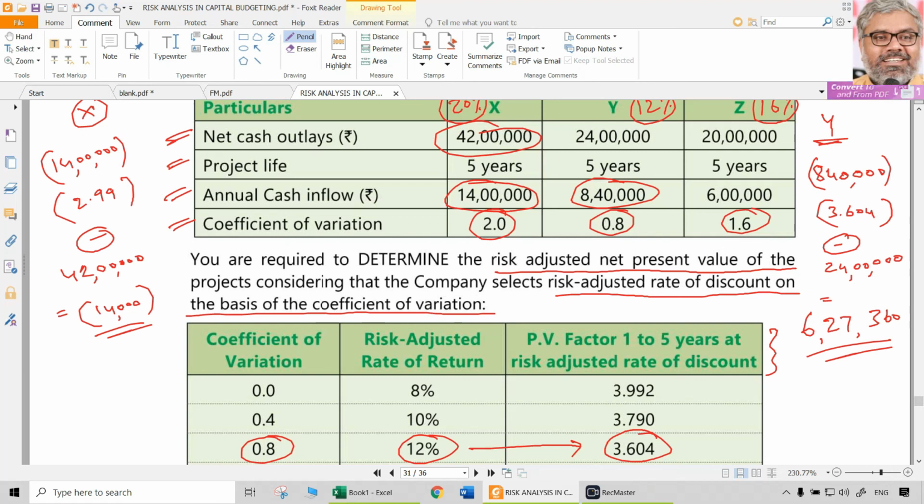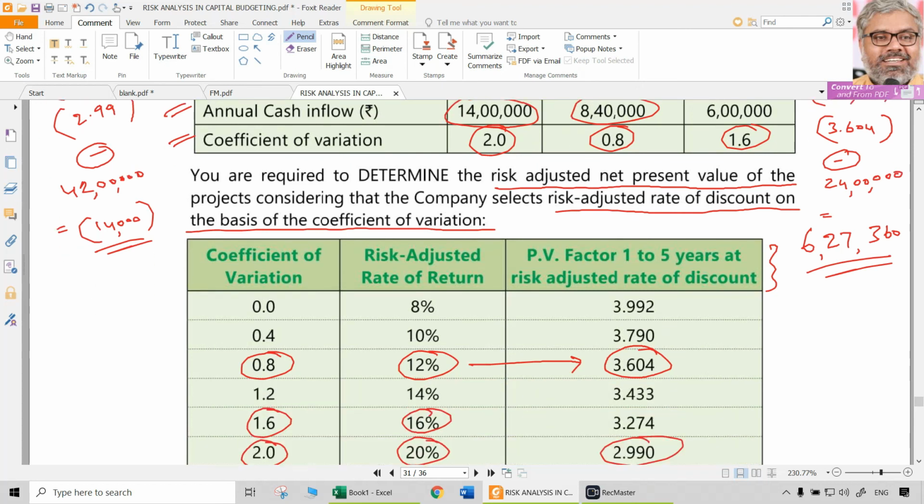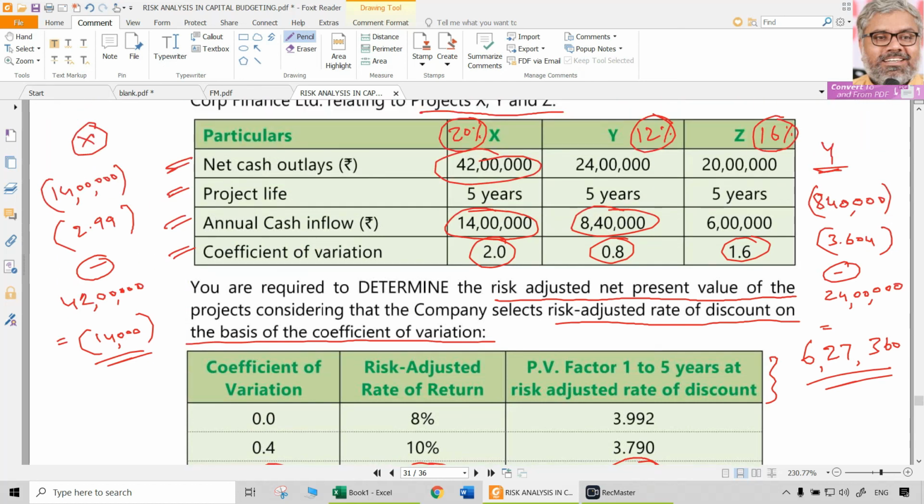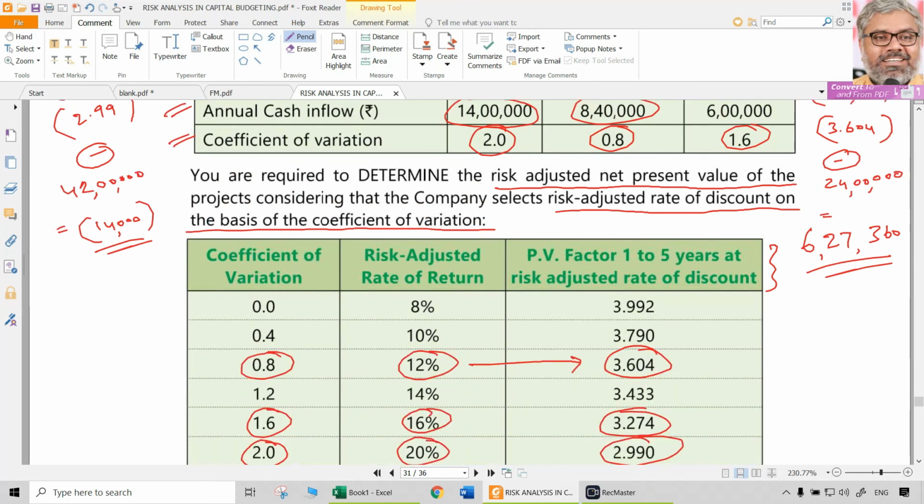That's it. Then project Z. Similarly, I'm doing it directly. 6 lakhs is the annual cash inflow. At what rate we have to discount? 16%. And what is the annuity factor there? 3.274. So 6 lakhs multiplied with 3.274 is the present value of cash inflows. Minus present value of cash outflows is 20 lakhs. So for project Z, there is also a negative NPV of 35,600. Negative. That is project Z.